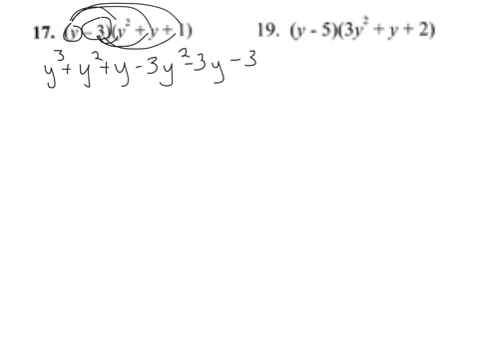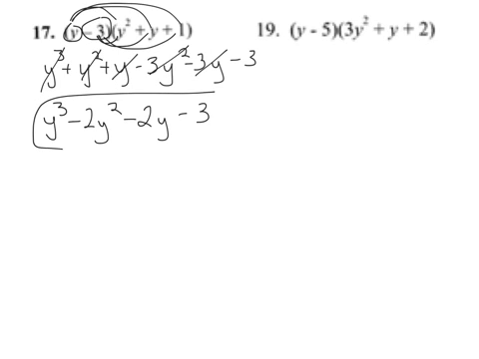Now I have the opportunity to combine like terms. You can see here that I have y to the third, and there's nothing else that's to the third, so that's going to stand. I've got y to the second and negative 3y to the second, so that's going to give me negative 2y to the second. I have a negative 3y and a positive y. That's going to give me negative 2y. And then last, I have the minus 3. This is written in standard form, and everything is simplified. Y to the third minus 2y squared minus 2y minus 3.